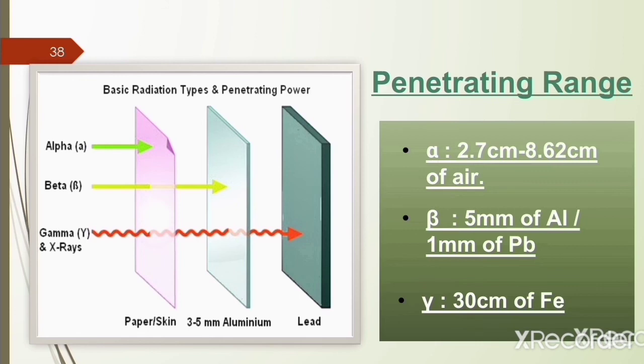Since the gamma radiation has the highest penetrating power, in nuclear reactors they use lead or concrete walls in order to prevent the radiations from escaping.